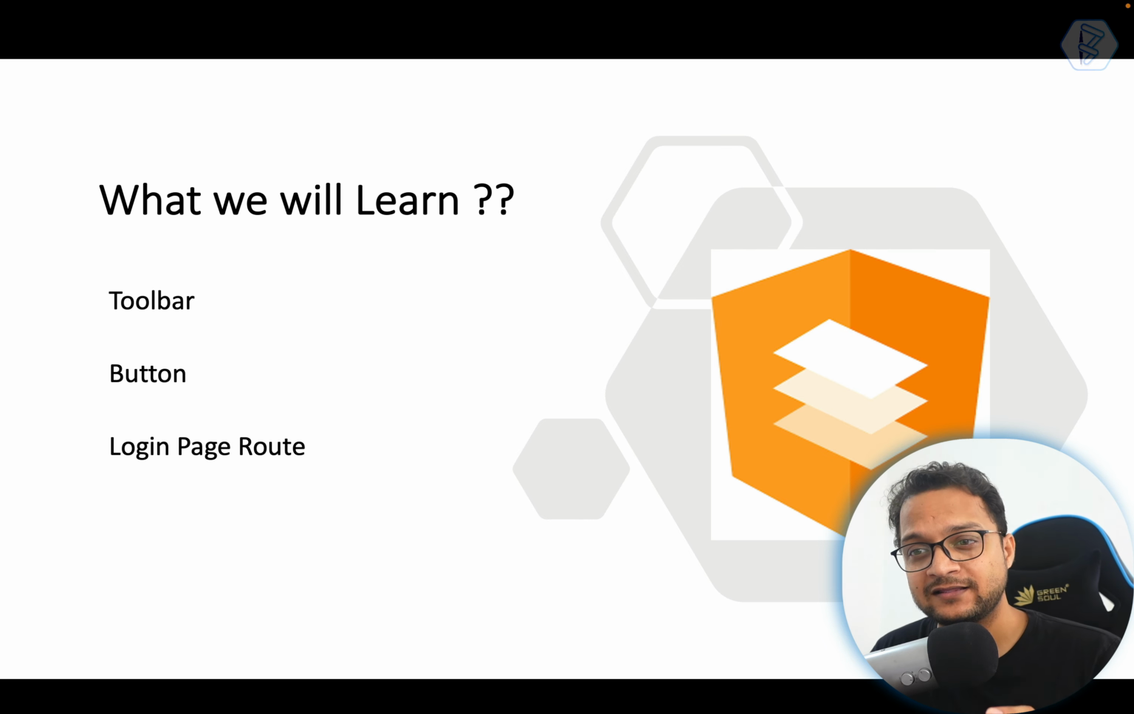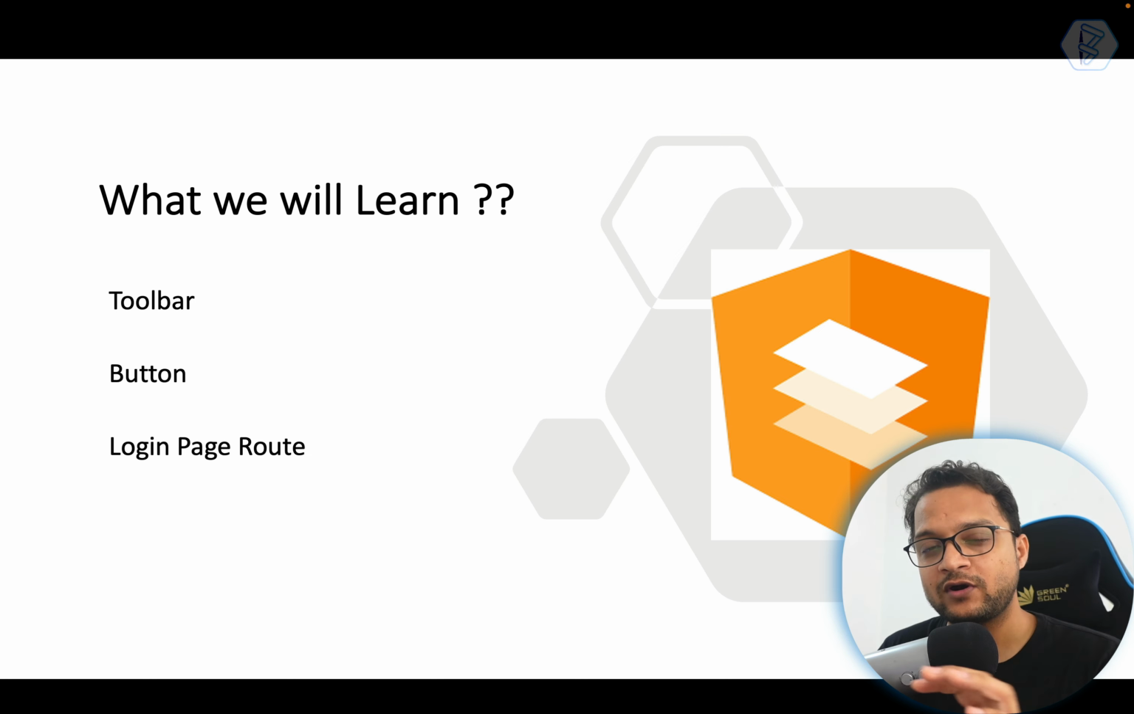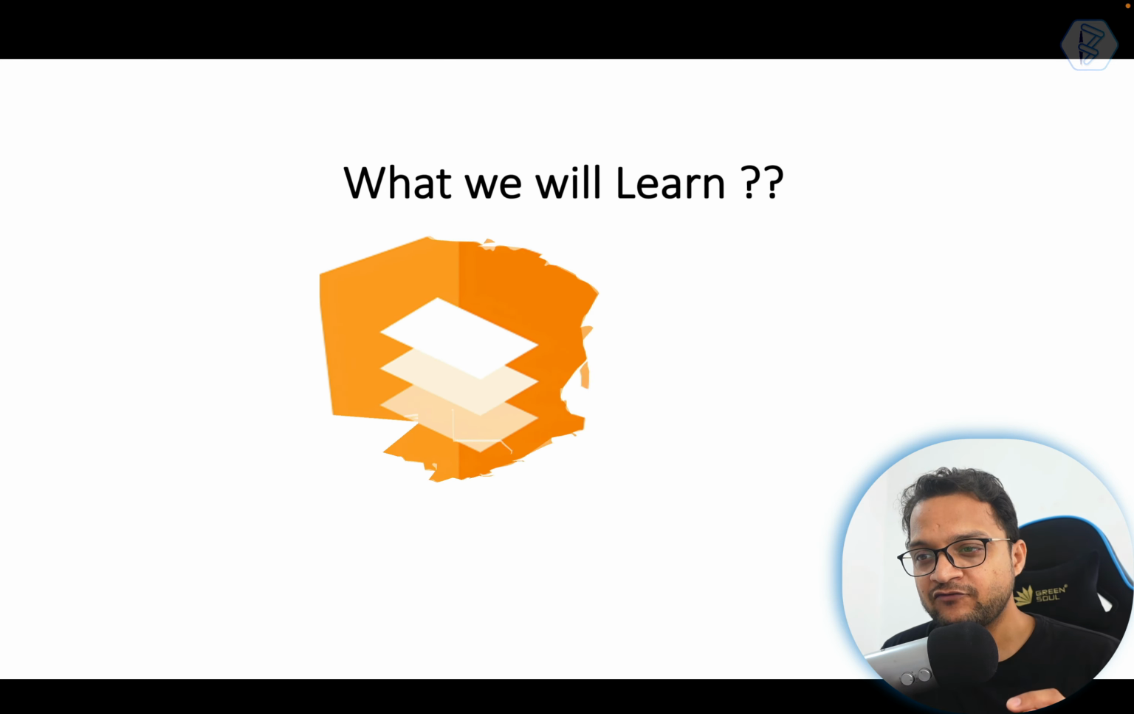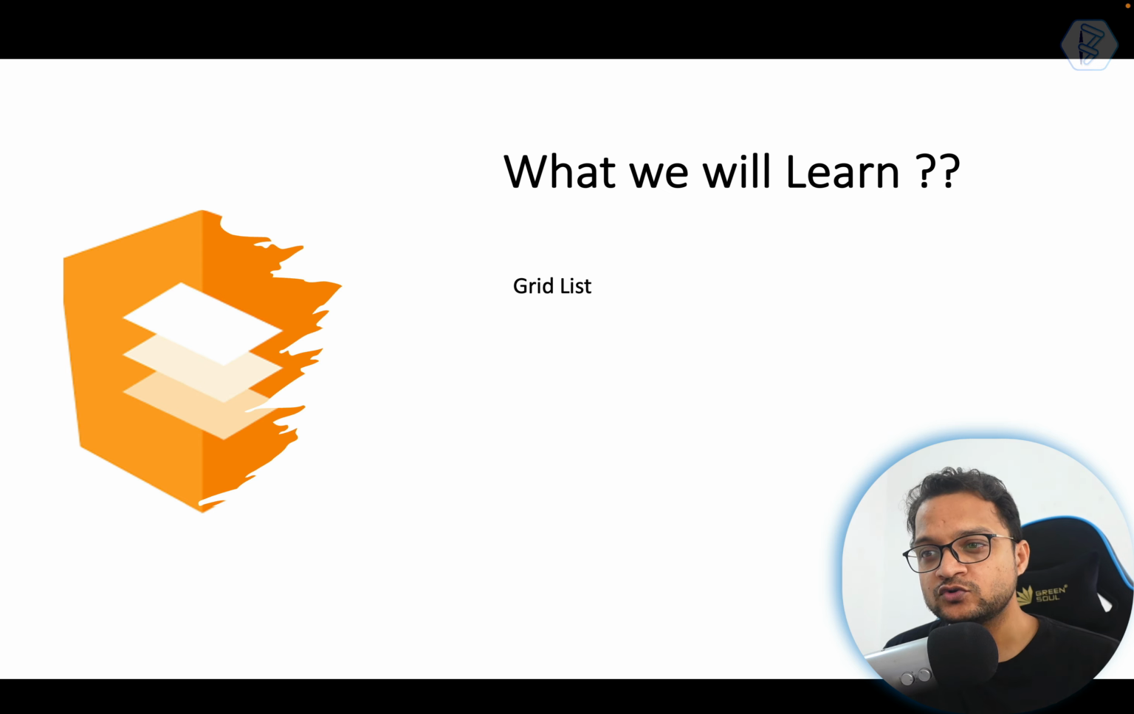Then we will create the login page route. This is not Angular material, it's a core Angular thing. But after that, we will also use the divider and spinner. But remember, on this login page route, we will create the login form. So yes, we do have the Angular material thing on the login page route. After this, we will move to the grid list and how we can show different blog cards. And then for the tags, we will use the chip component.